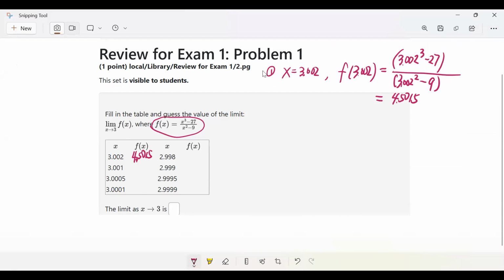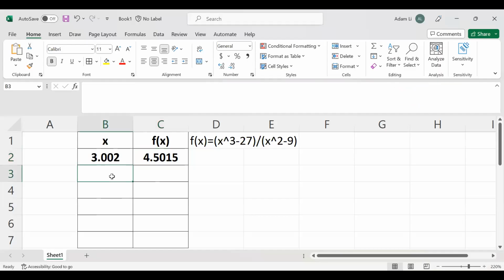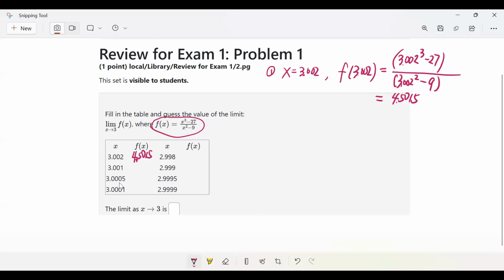We're also gonna find the rest of them. Again, I'm gonna automate this, using Excel to get all the numbers on this side. So 3.001, 3.005. This is getting closer and closer to 3, because we're looking for the limit when x approaches 3. So now go back here. I'm gonna put in the numbers 3.001, 3.0005, and 3.001. So this is getting closer and closer to 3. Now I'll double check the numbers. Okay, it's all good.